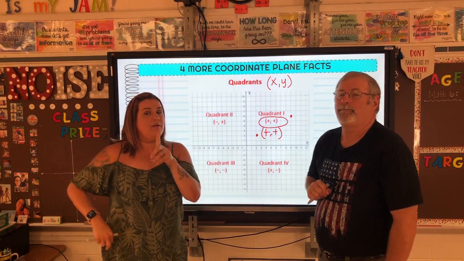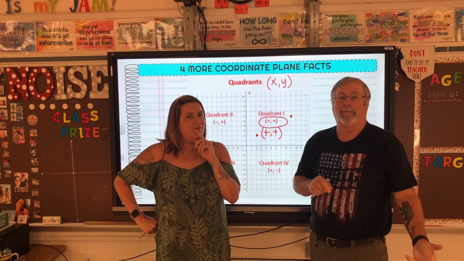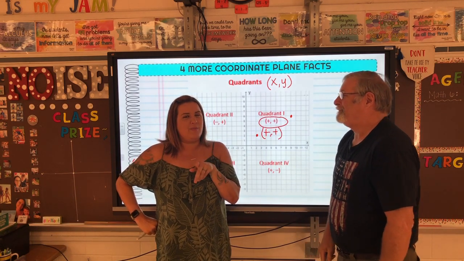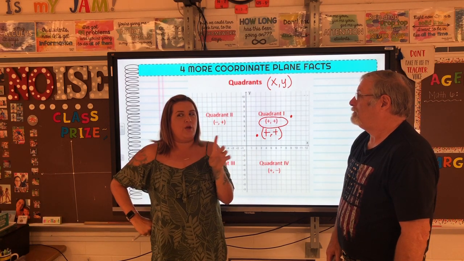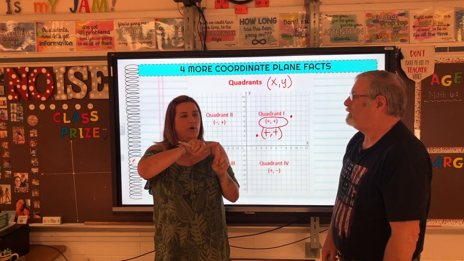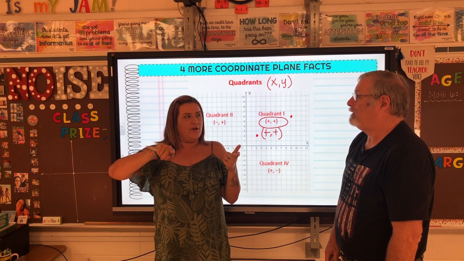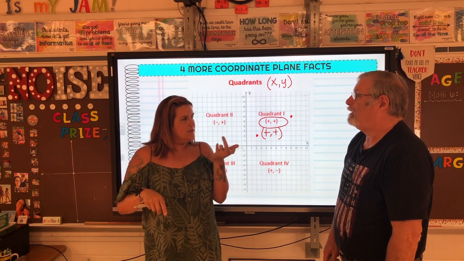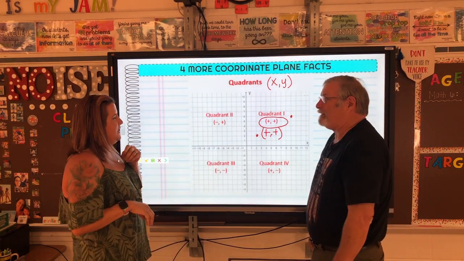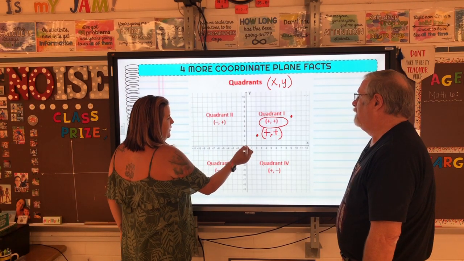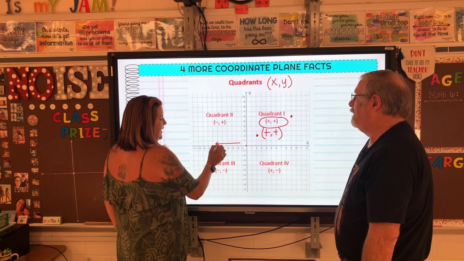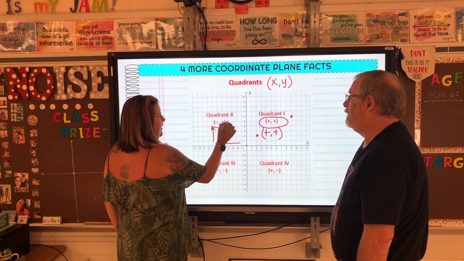Think about shopping at the mall, right? So the origin is where you park your car, because that's where your journey originates. And then you have to go over to like the stairs before you can go up or down to the stores. I like that analogy. So with quadrant 2, if we start at the origin, we would go left, which would be negative, and then up, which would be positive.